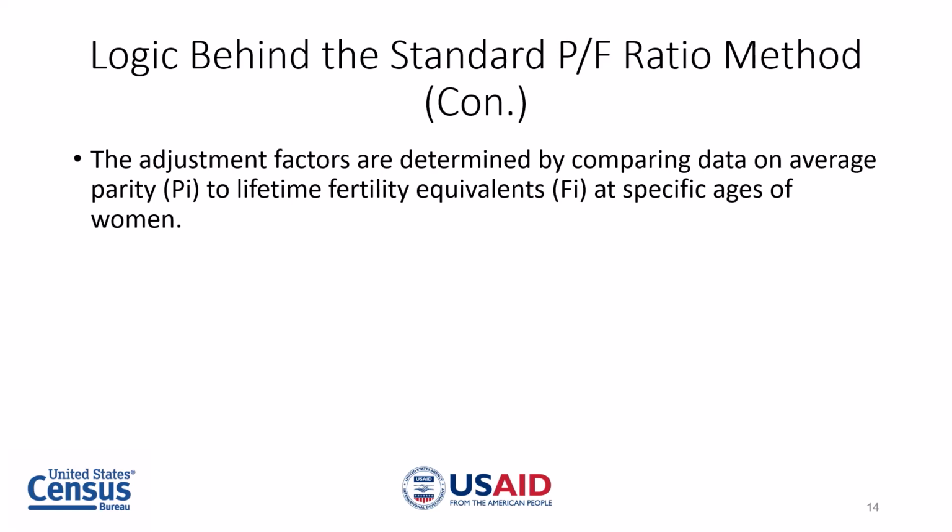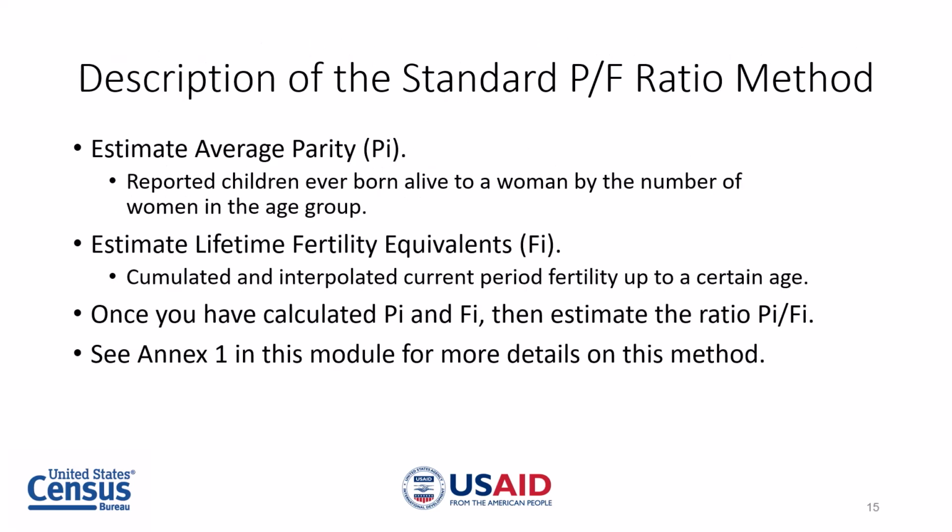In the next slides and Annex 1, we show how to estimate and apply this adjustment. It is already included in the PRM Census workbook. You do not need to estimate it by hand, but it is always important to be aware about the logic behind the method. There are 3 main steps for the estimation of PF ratios and adjustment factors.